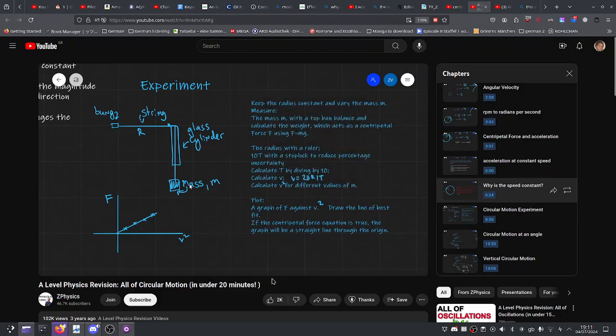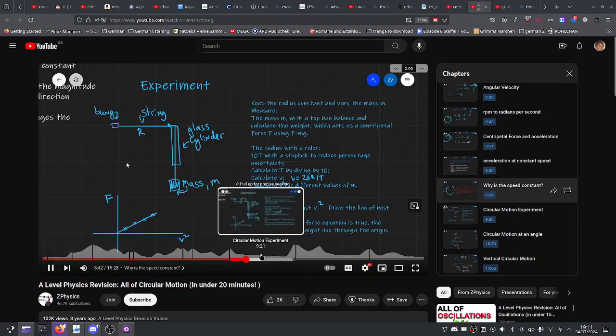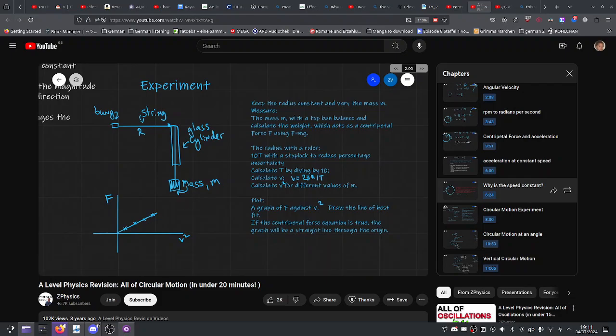There are many different variations of this experiment, so something could come up in a question in which, for example, you are keeping the mass constant, but you're varying the radius r. So be prepared to be quite flexible in how you approach this problem. We can measure the mass m with a top-pan balance, and then we could calculate the weight, which actually provides the centripetal force, and that weight is equal to just mg.